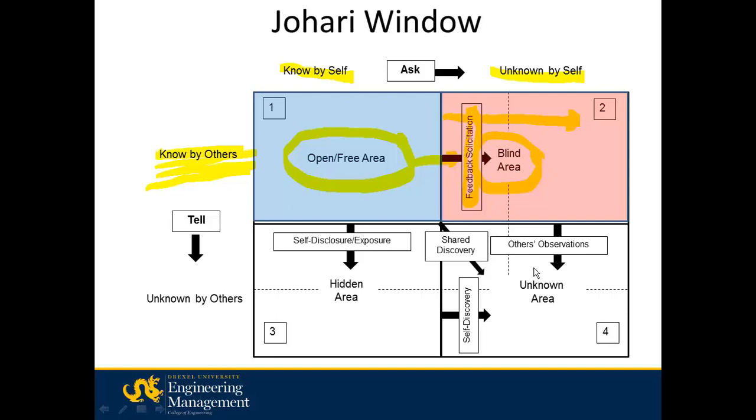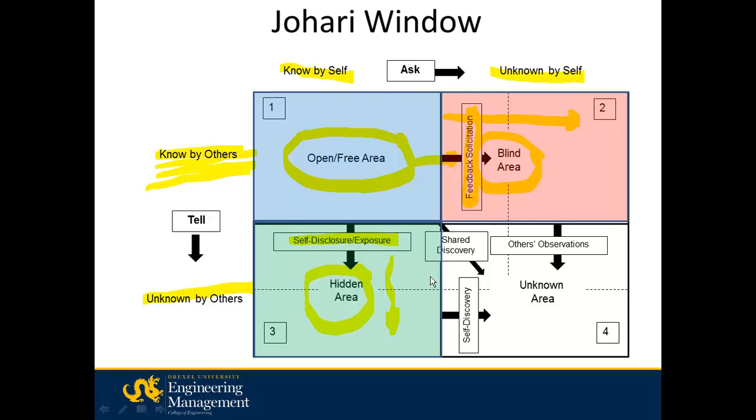The third area down here in the lower left is known as the hidden area. Now, this is unknown by others, but it is known by yourself. And these are the secrets that you keep from your family, your friends, your coworkers. Some of those are very valuable and very valid, and others may actually keep the people that you're leading or working with from being able to work with you more effectively. So the way to fix this is to do self-disclosure and exposure. This will reduce even further the hidden area.